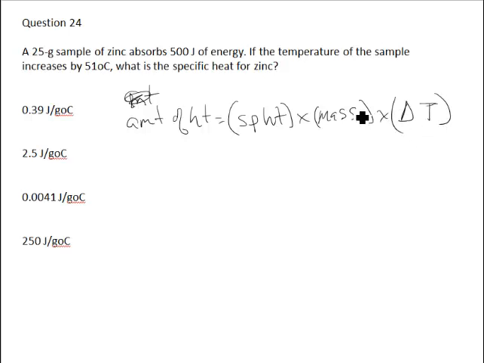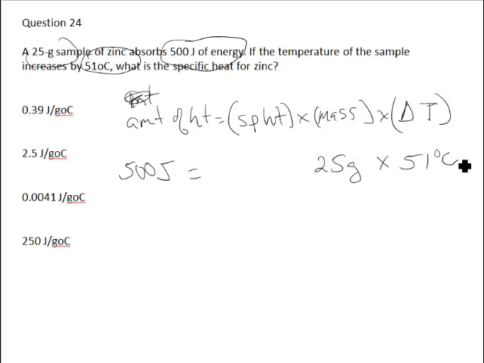And what's going to happen in every one of these problems, you'll be given 3 and asked to calculate the fourth. So in this case, we have a 25-gram sample. So we have 25 grams. We have 500 joules of energy. That goes out here, 500 joules. We have the temperature increases by 51 degrees C. So that's going to be over here, 51 degrees C. And then that leaves me with this unknown, which is the specific heat. That's what we're going to calculate.